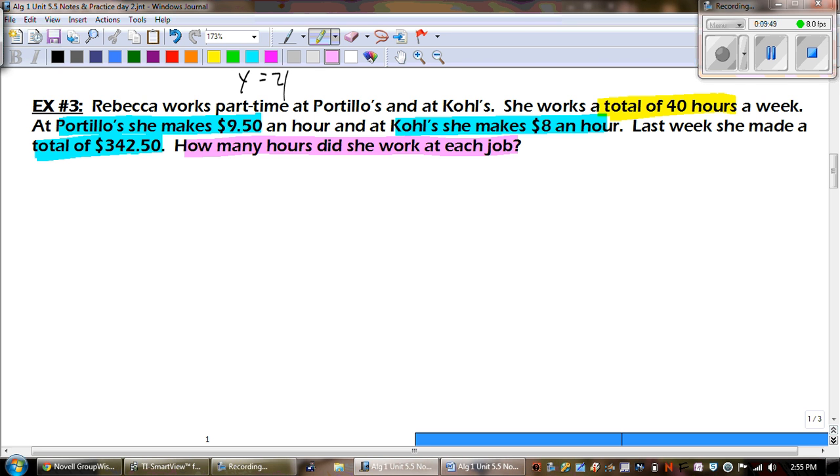So I want to see if you guys can identify the variables and set up your equation. Okay, go ahead and pause the video, and good luck.